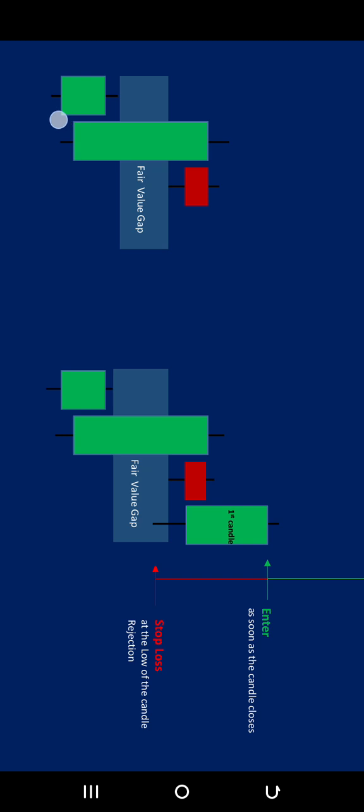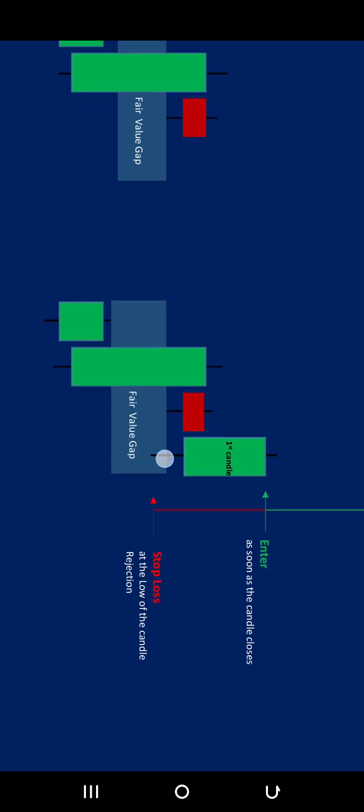When a fair value gap is formed, you wait for the first candle that will enter into the fair value gap. The moment the candle enters into the fair value gap, you hold on that same time frame. Please, on that same time frame. If it is on 4 hour, you wait. If it is on 1 hour, you wait for the 1 hour candle to enter. Then the moment the candle enters into the fair value gap, you wait to see if it's going to be a rejection candle.